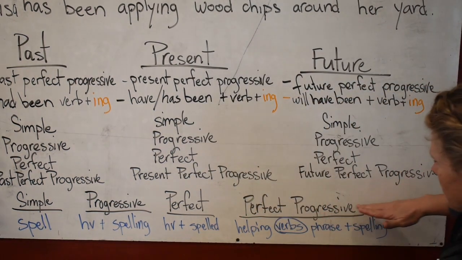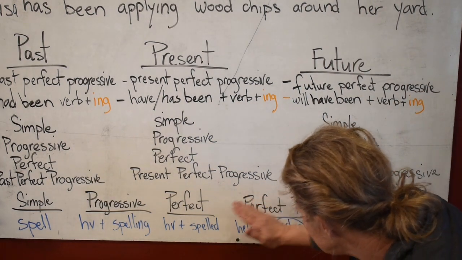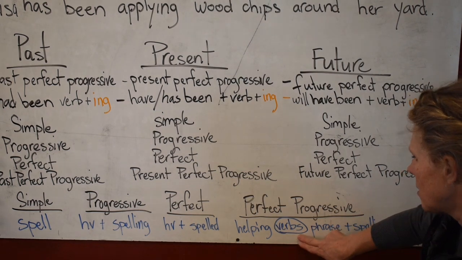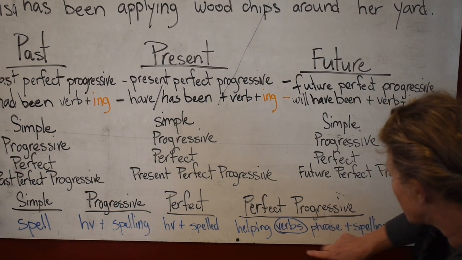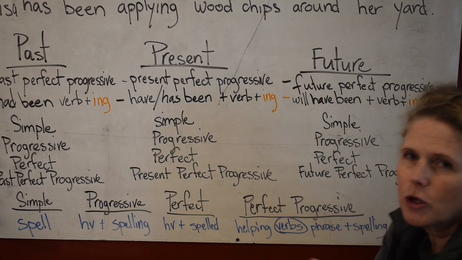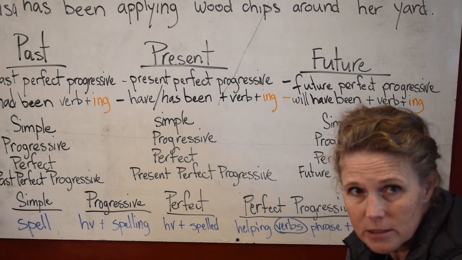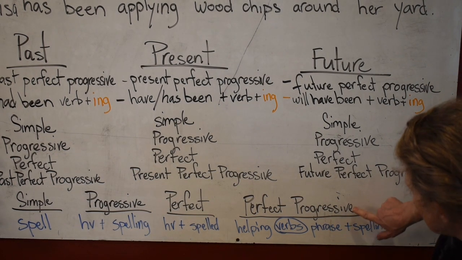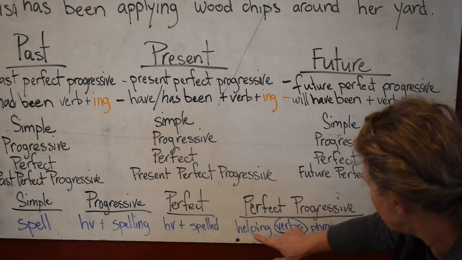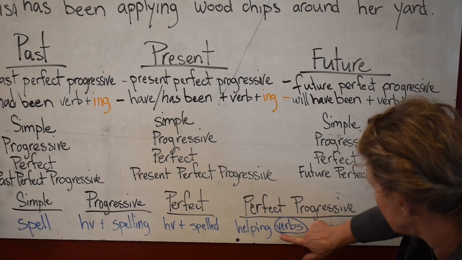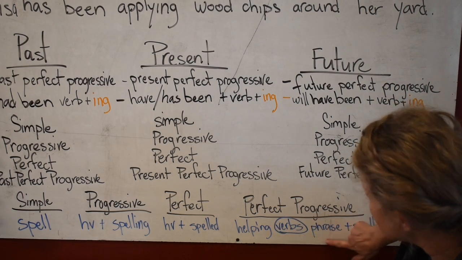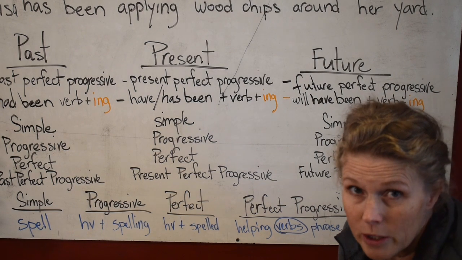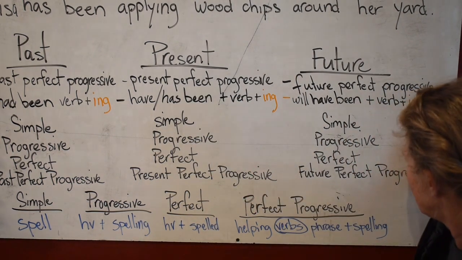Now let's look at the perfect progressive. You're going to use your proper helping verbs. Look, this is a helping verb. Once you're putting more than one verb in there, it becomes a phrase, so it's a verb phrase, okay? Plus spelling. So that's why the progressive is spelling. The perfect verbs, whatever you decide what it is right here, and it's been. But it just depends on what your subject is, and what you want to say, if you want it to be in the past, present, or the future.